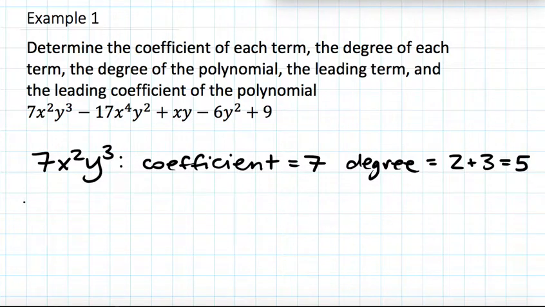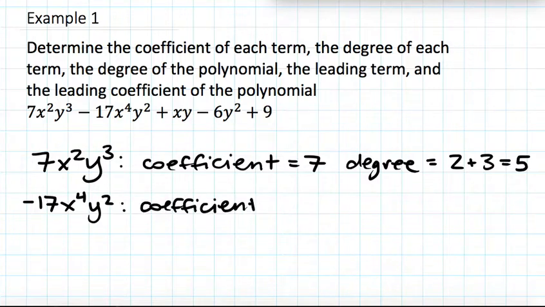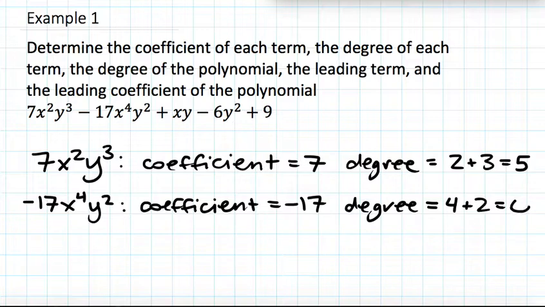Next term is negative 17 x to the fourth y squared. If there's a negative sign in front, then that's part of the coefficient of the term. So my coefficient here is negative 17. And my degree, I'm going to add the exponents on the variables. I have 4 plus 2, which is 6.